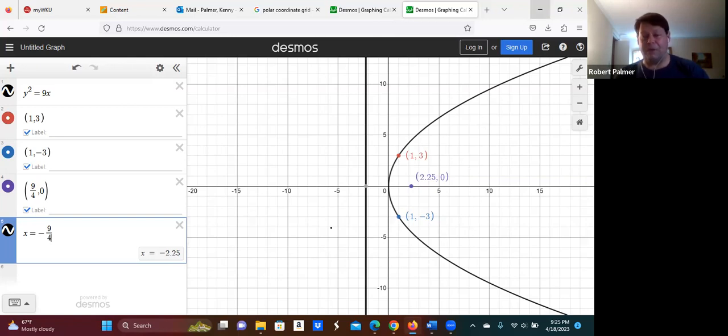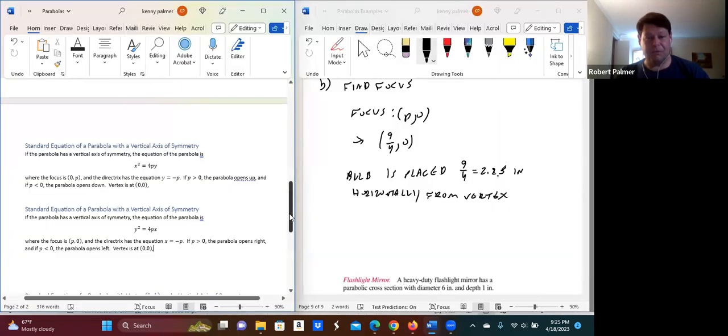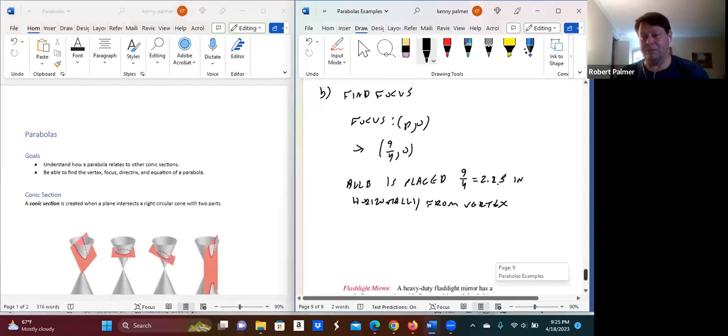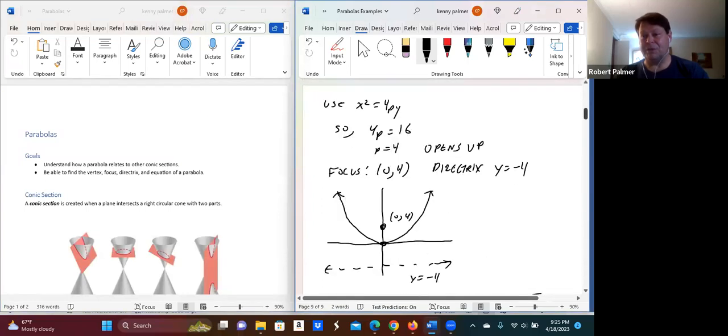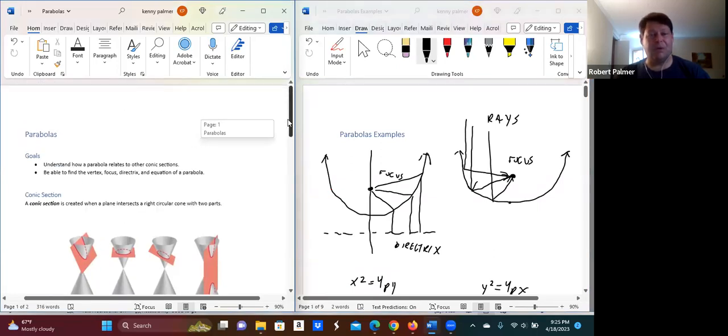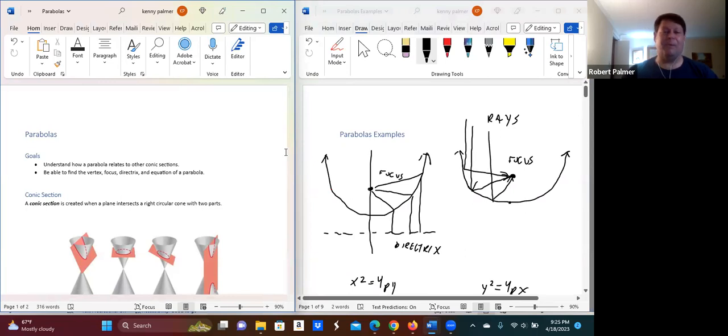So to summarize what we learned: the basic ideas of parabolas. In terms of conic sections, we learned how parabolas relate to other conic sections, what the basic equations are and how to find them, how to find the focus, how to find the directrix, and what those things tell us about the parabola.